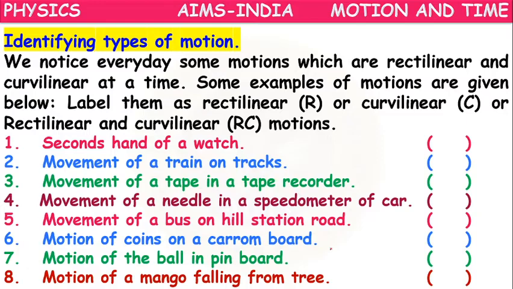So next, let's identify the types of motion. We notice that every day some motions which are rectilinear and curvilinear at a time may happen around us. So some examples are given below. We have to label them: if it is rectilinear, we have to mention it as R. If it is curvilinear, we have to mention it as C. If it is showing both at a time, we have to mention RC.